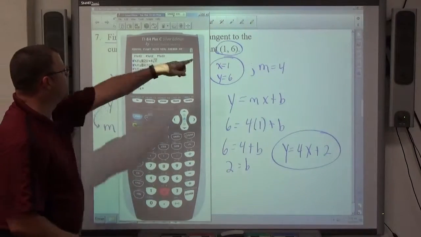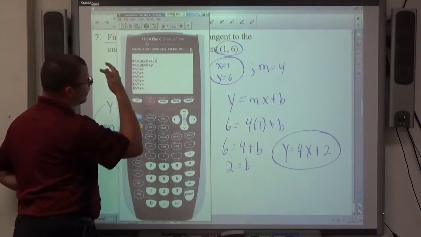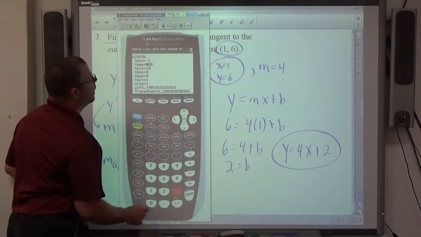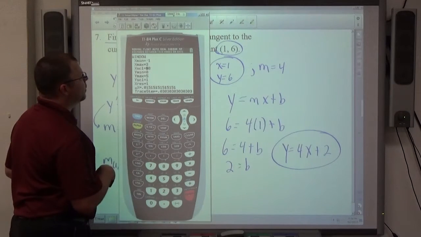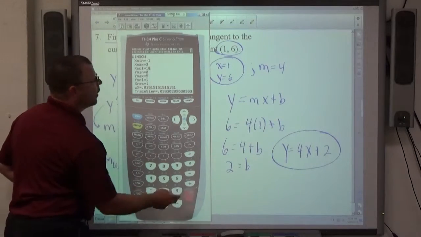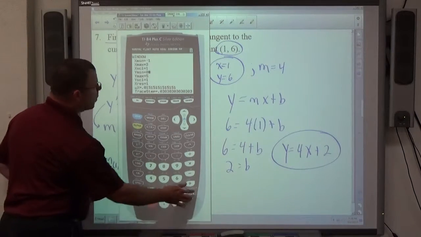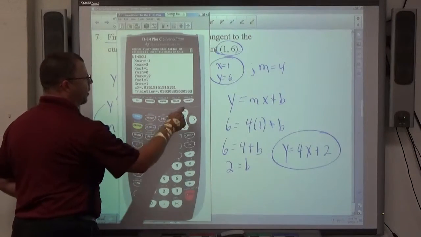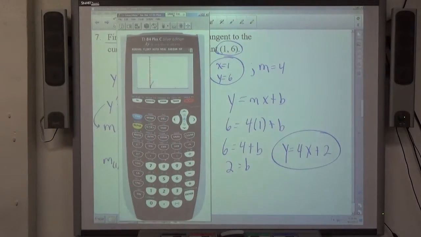I want to make sure my point shows up, so I'm going to set a window here. X goes from -1 to 3, with an x scale of 1. And then y, let's go from 0 up to 12 maybe, with a scale of 1 for that also. Then graph. So there's my 2x plus 4 square root of x.